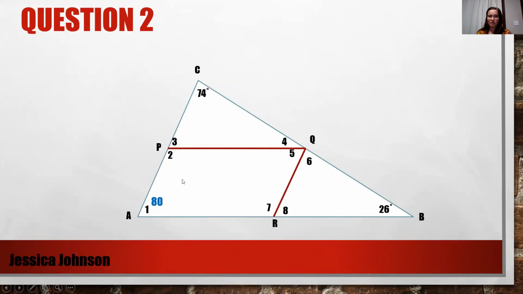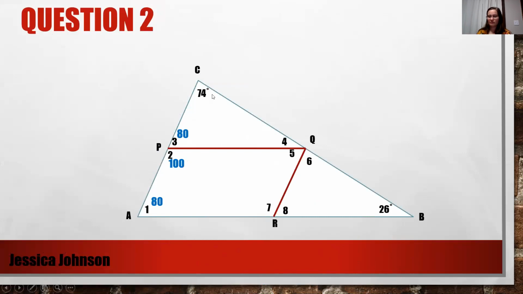Angle 1 is congruent to angle 3, making it 80 degrees. Angle 2, right here, is supplementary to angle 3. Take 180 minus 80 equals 100, making 2 equal 100. Now then I need to look at triangle C, P, Q, and they are supplementary. We can add them together to equal 180 degrees.